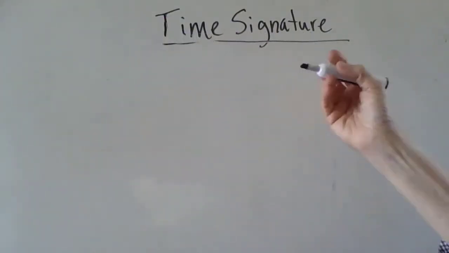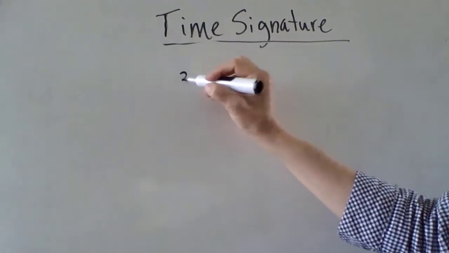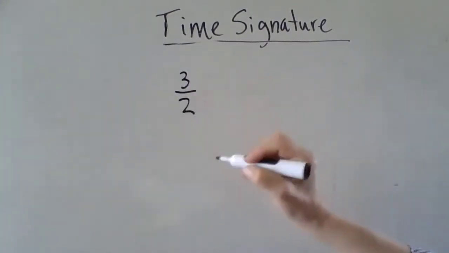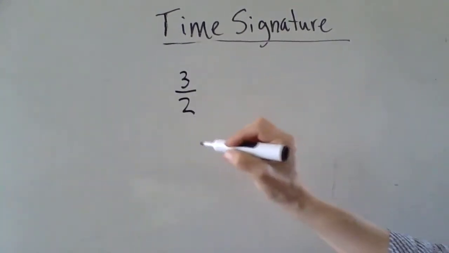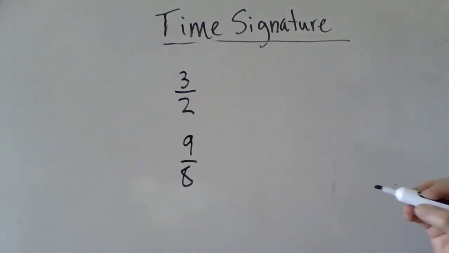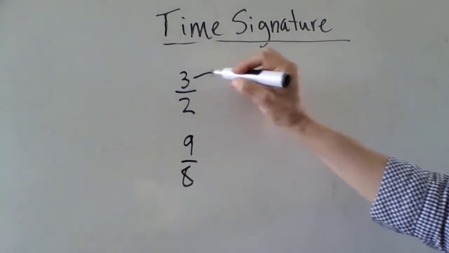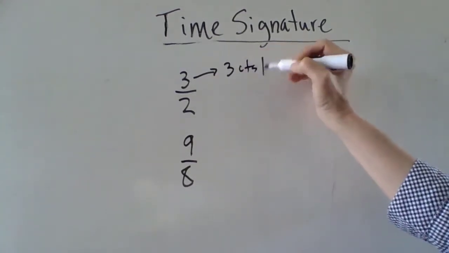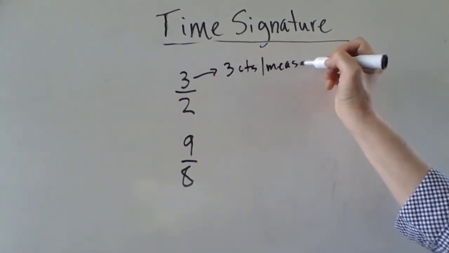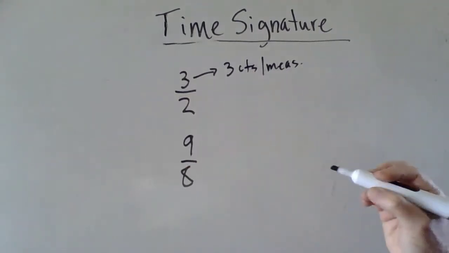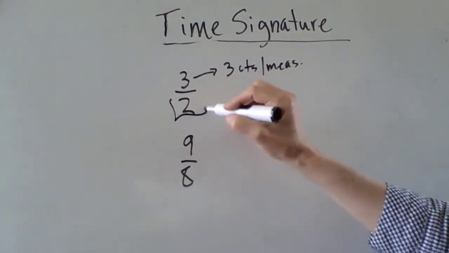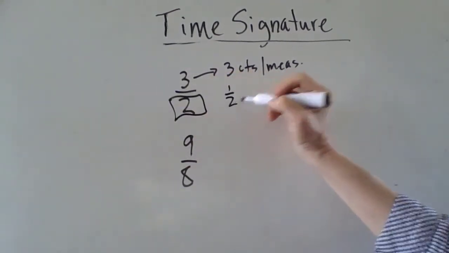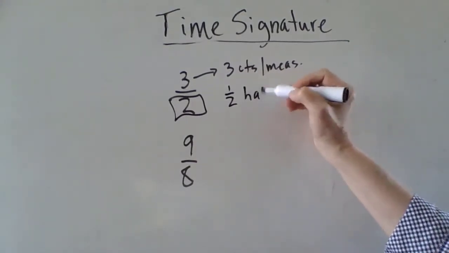So let's get into some odd time signatures. How about 3/2 or 9/8? Both of these are pretty unusual. This would have 3 counts per measure. And what note would be worth 1 count? It would be the half note.